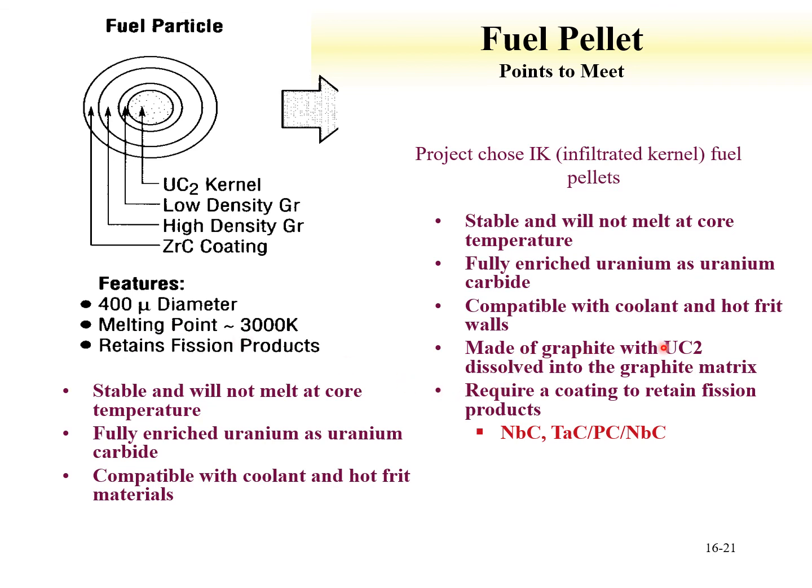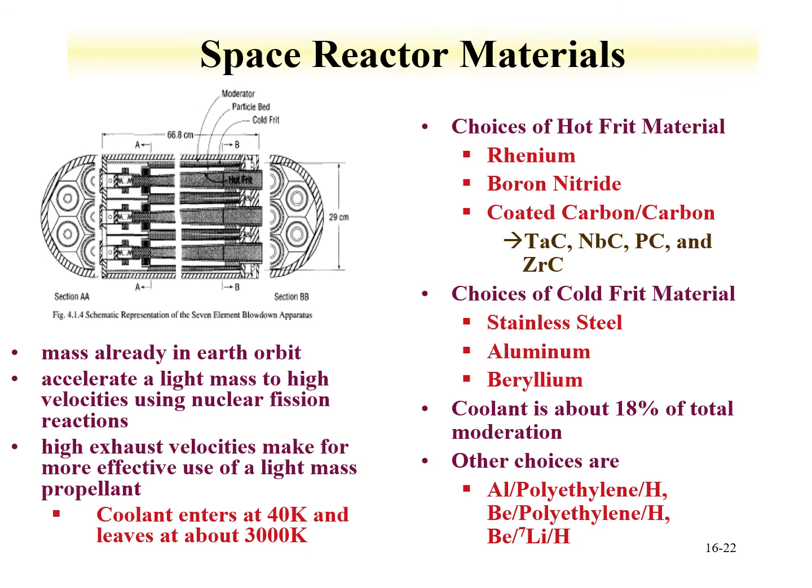It's made up of graphite with uranium dicarbide dissolved into the graphite matrix, and it's fully enriched uranium. The reason one for a rocket would prefer to use fully enriched uranium as opposed to 5% is that you can make the reactor smaller, so for rockets that is an important component. The way this reactor would be used to propel space vehicles is that the vehicle would already need to be in Earth orbit.